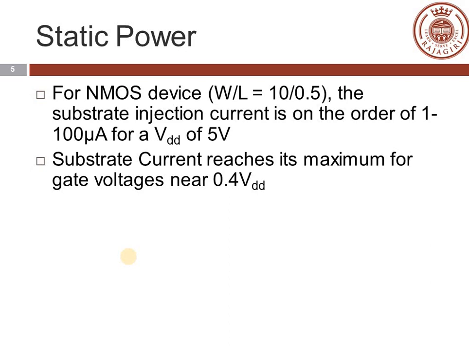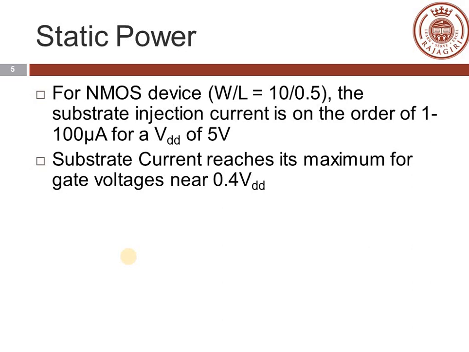As the input switches from high to low or low to high, our input value will change from ground to VDD. In between ground and VDD it will have different values, and our substrate current reaches its maximum value when the gate voltage reaches near 0.4 times VDD. Actually, we should have a maximum substrate injection current of 100 microampere only for 5 volt of VDD, but it will happen even at 0.4 times VDD.